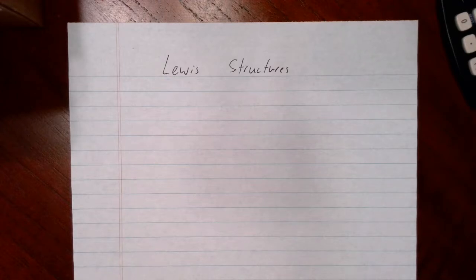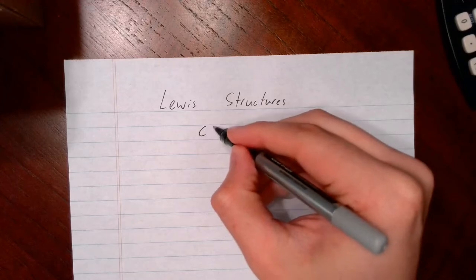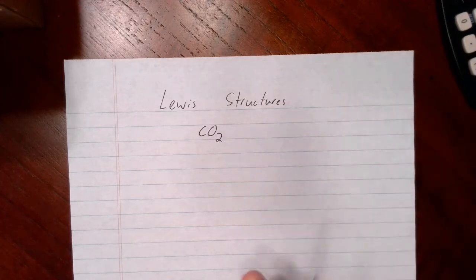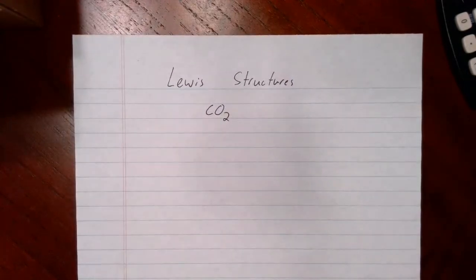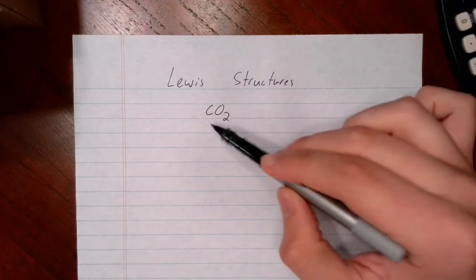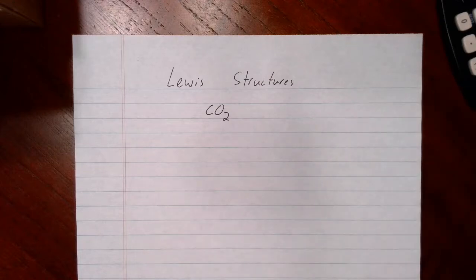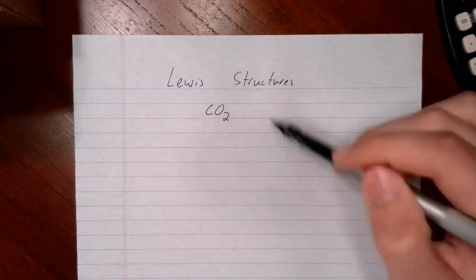So if we take something like carbon dioxide, for example, CO2. That is the chemical formula for carbon dioxide. This tells me that in the molecule CO2 there is one carbon and two oxygens. But that's really all I know from the chemical formula.